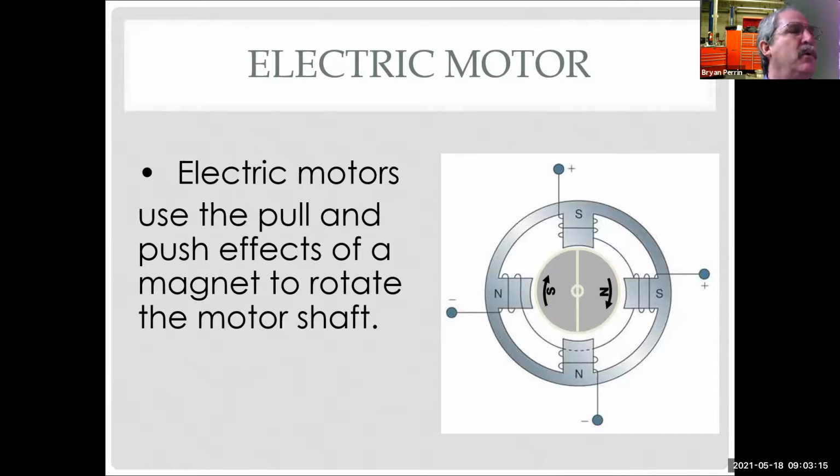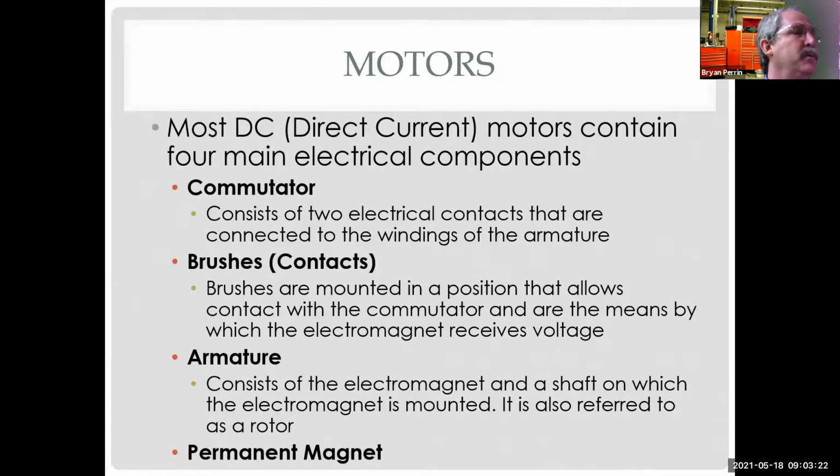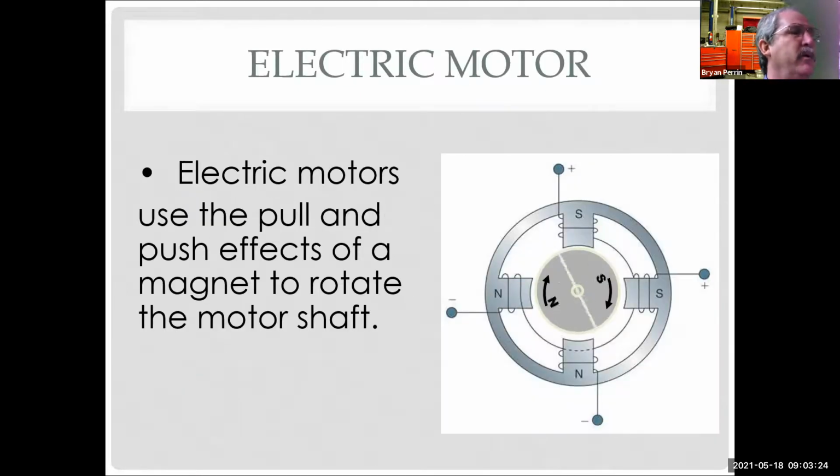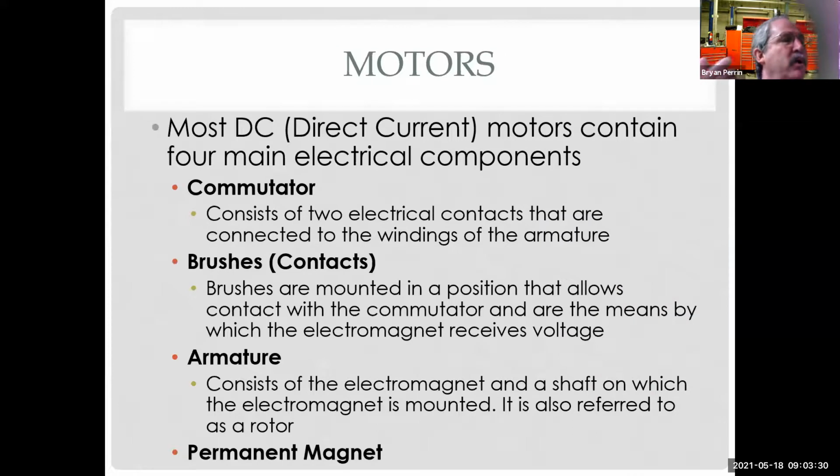So my motor will rotate a little bit, or I can get it rotating a lot, maybe. Oops, doggone it. There we go. Now I got it rotating a lot. So with motors, we have our commutator, brushes unless it's a brushless motor, my armature, and permanent magnets.